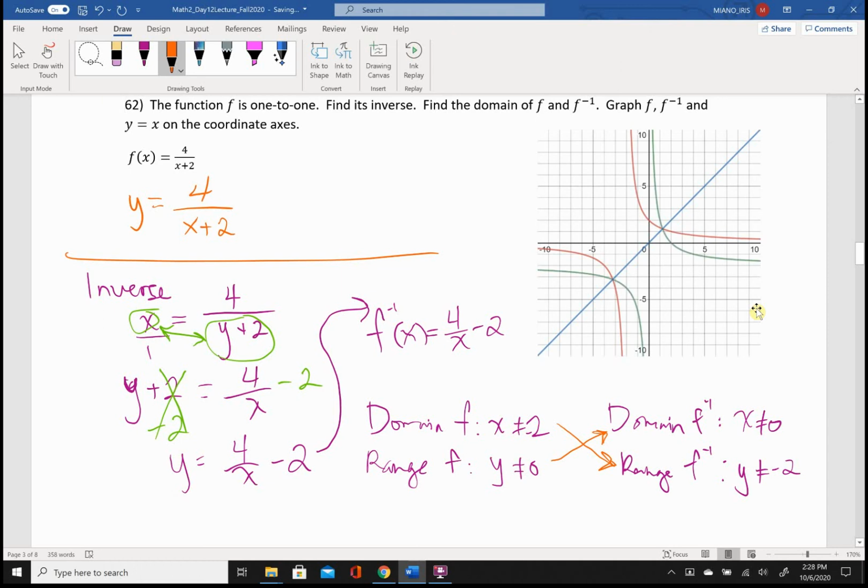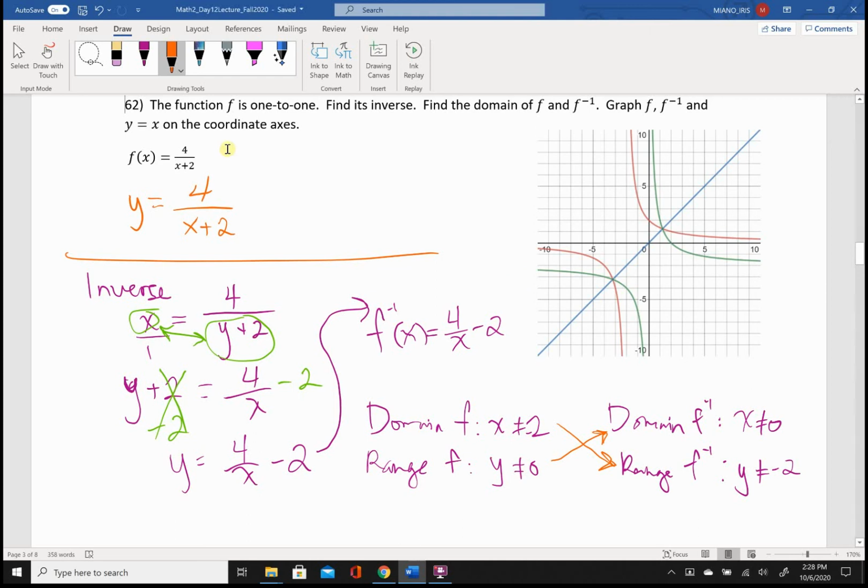And that's what that looks like there in green. And as you can see, it's just got beautiful symmetry over the y equals x axis as far as the red and the green curves are concerned. Okay, great. So that's that on this one over here.